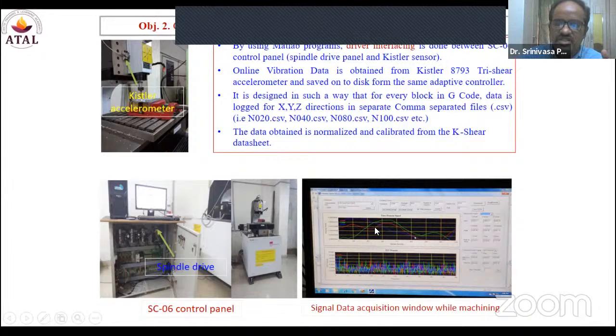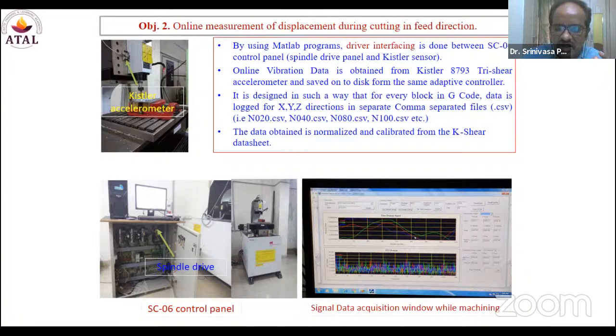If you are able to identify this particular acceleration at this particular frequency, and the value of the acceleration is acceptable by ISO 10816, there is no problem. You can continue the program. You can continue the machining. There is no need to change the input parameters.